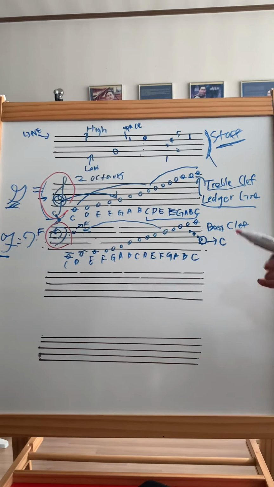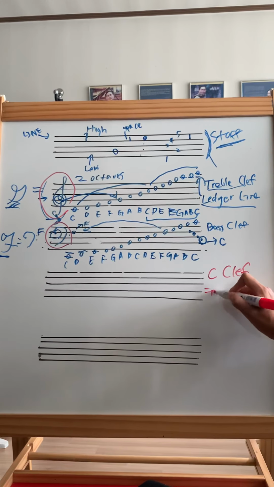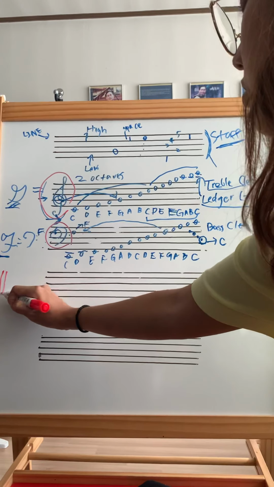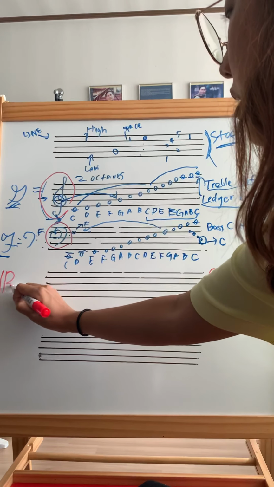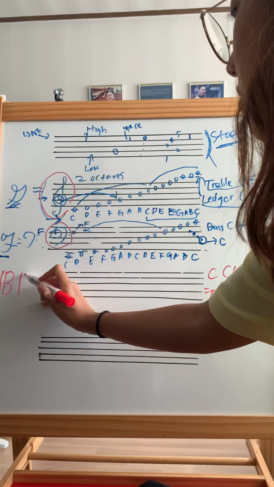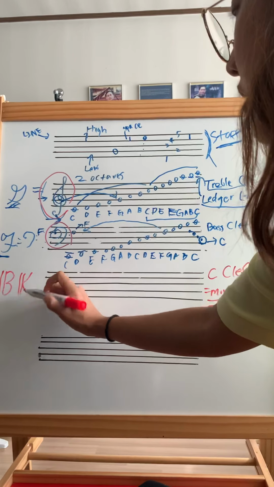So C clef, it means it's movable. It's a movable clef. It moves around. And this is how it looks. There are two ways. With two lines, some people draw it like B, or with two lines, some people draw it like K.